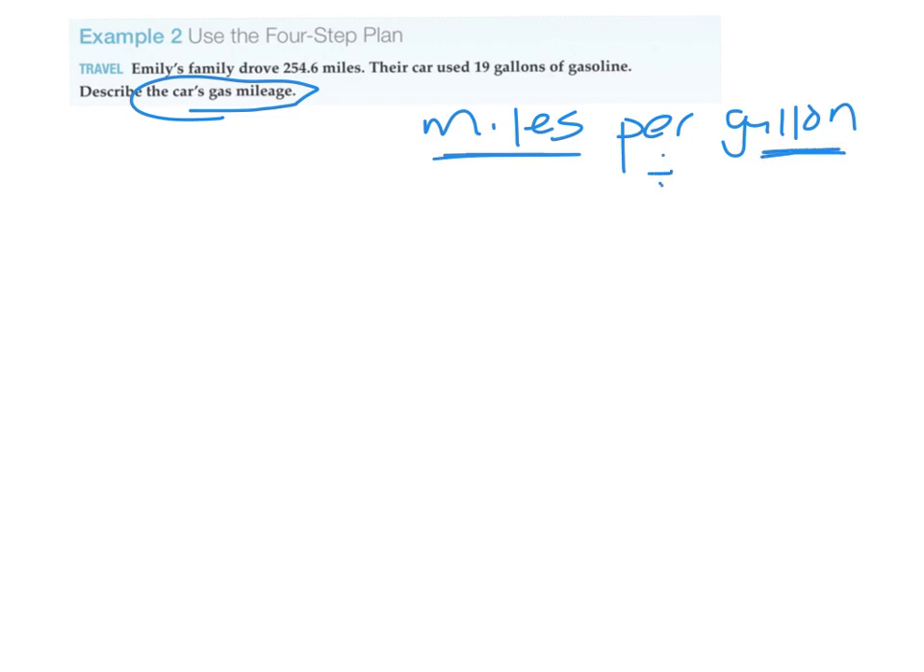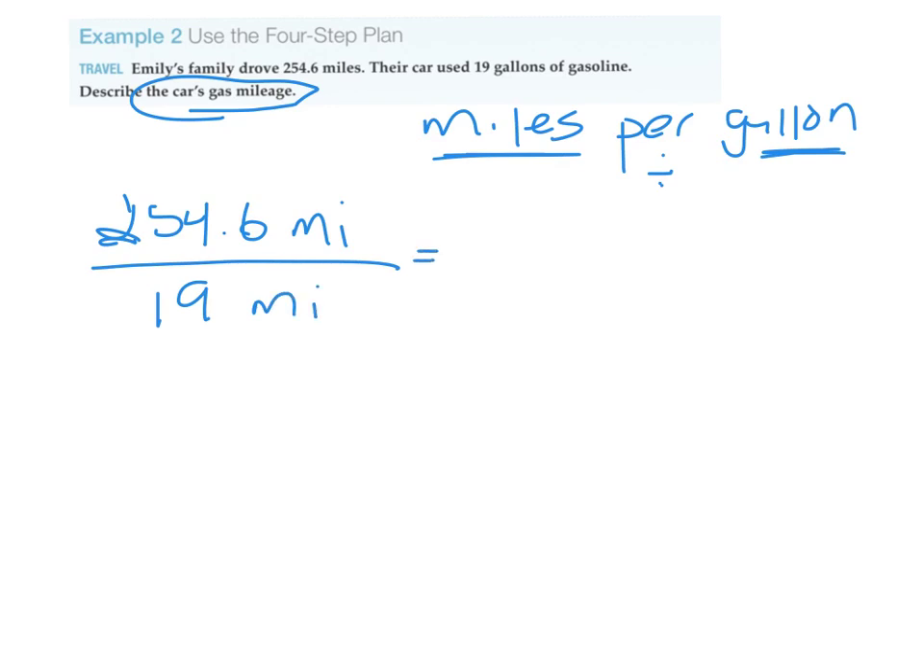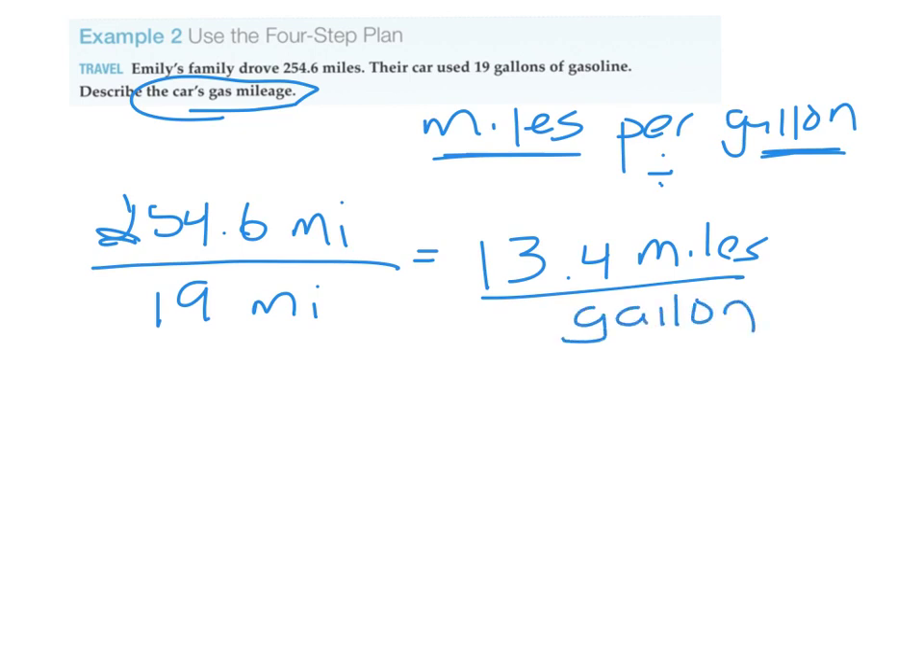So in this case, they give us 254.6 miles, and we're going to divide that by the number of gallons. And when we do that math, we get 13.4 miles per gallon. And there's our answer.